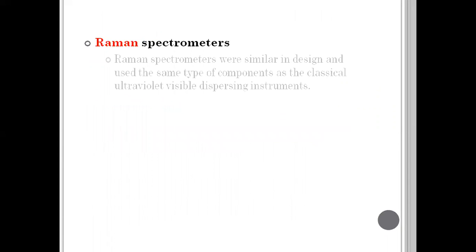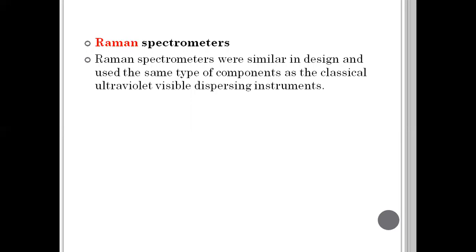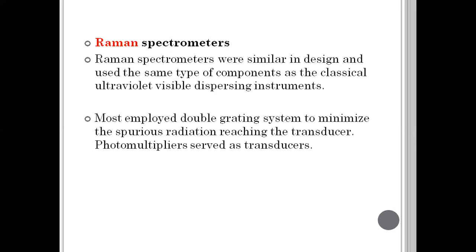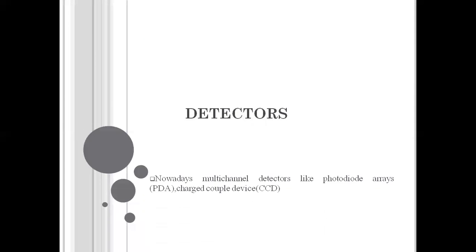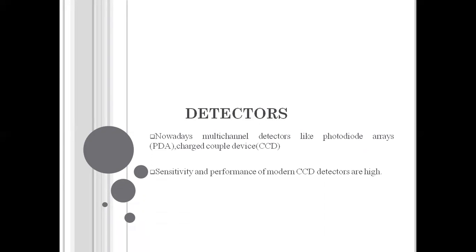Raman spectrometers. Early Raman spectrometers were similar in design and used the same type of components as the classical ultraviolet visible dispersing instruments. Most employed a double grating system to minimize the spurious radiation reaching the transducer. Photomultipliers served as the transducers. Now, Raman spectrometers being marketed are either Fourier transform instruments equipped with cooled germanium transducers or multichannel instruments based upon charge coupled devices. Detectors: nowadays, multi-channel detectors like photodiode arrays and charge coupled devices are used. The sensitivity and performance of modern CCD detectors are high.